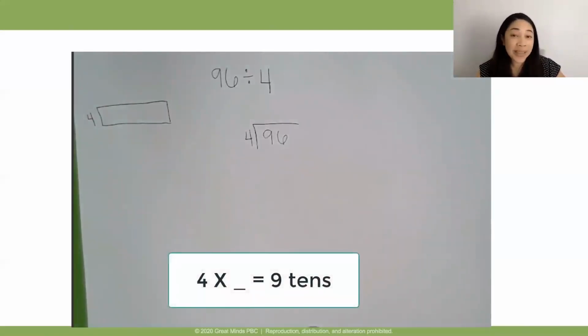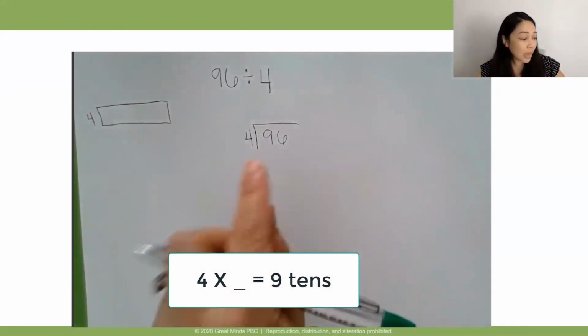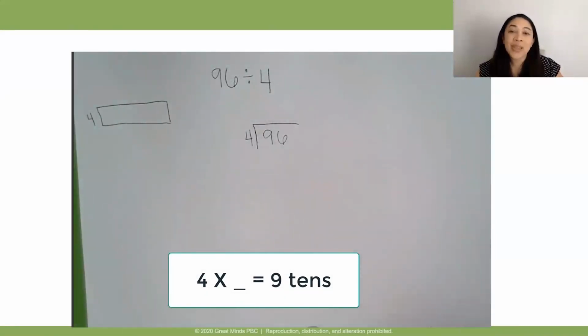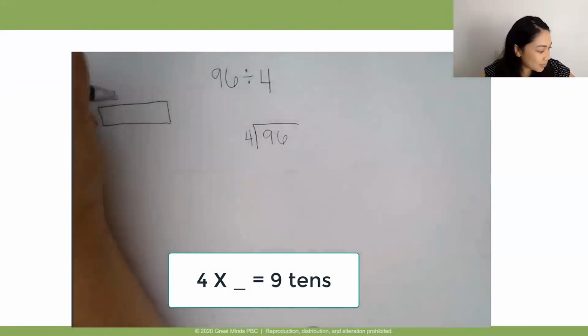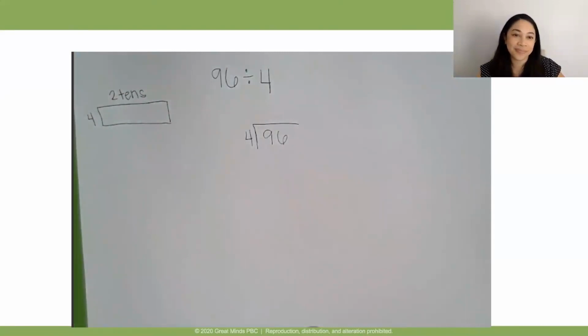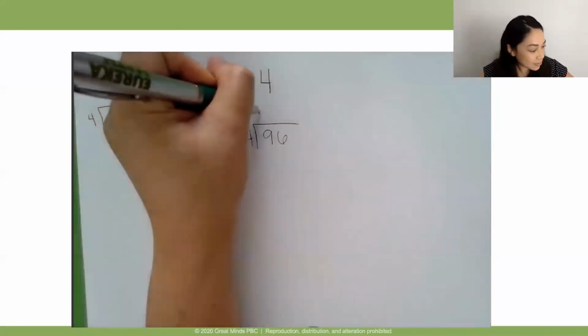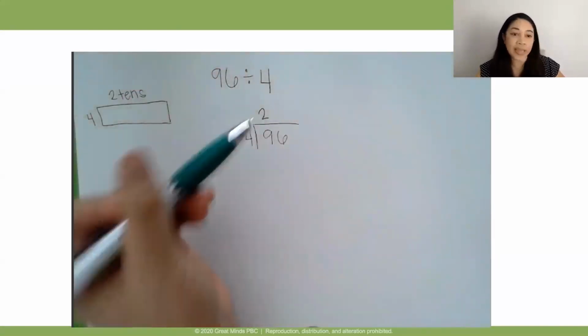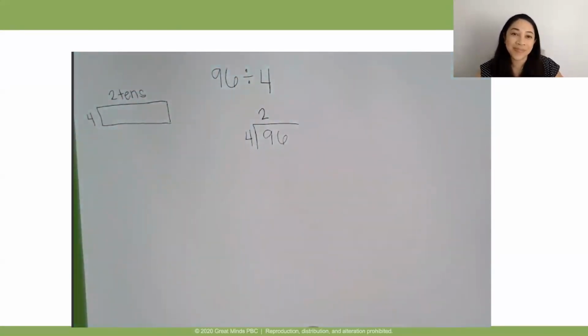Four times how many tens gets us as close as possible to an area of 9 tens? 2 tens. Let's give 2 tens to the length. Next, let's record 2 tens in the tens place. What is 4 times 2 tens? 8 tens.